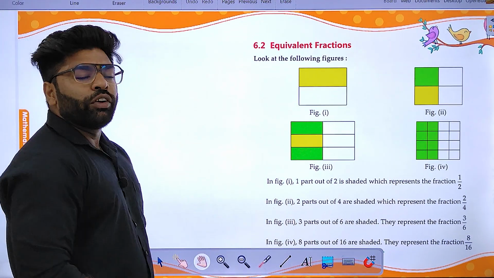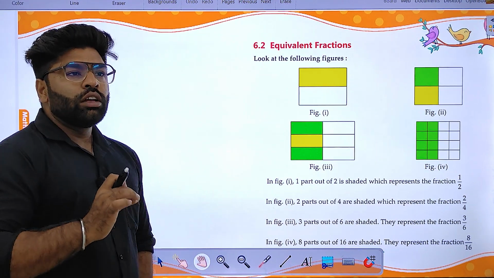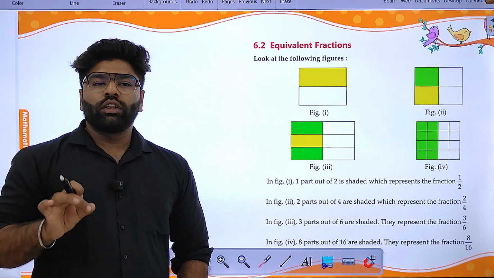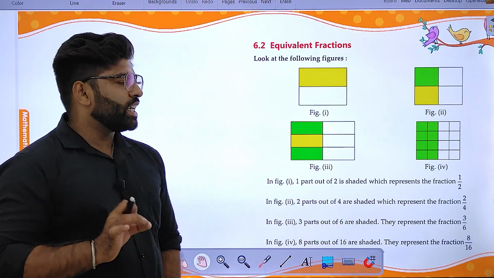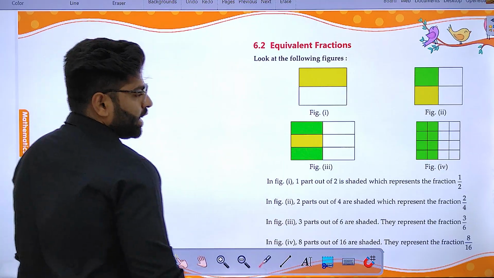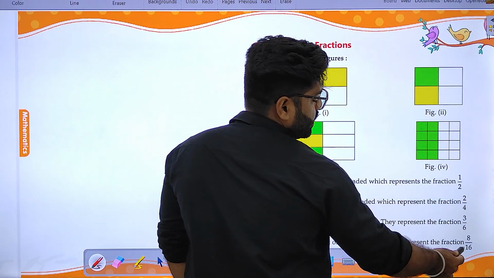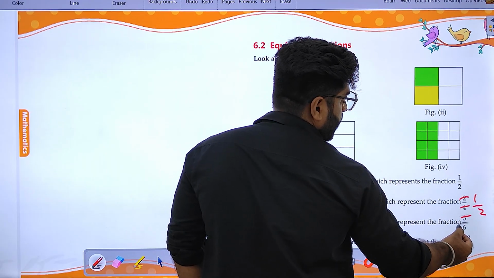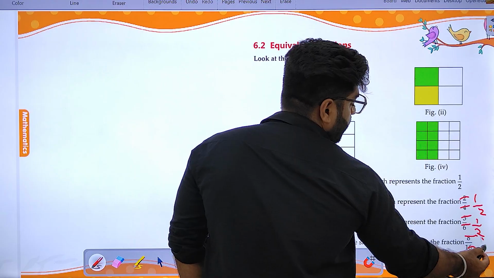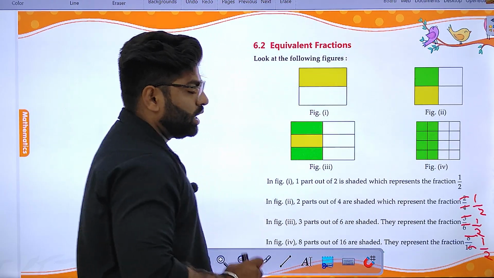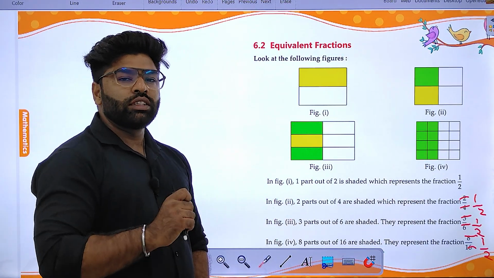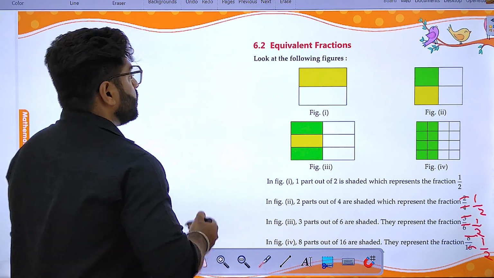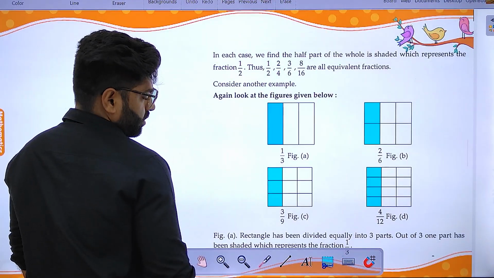Okay, next is equivalent fractions. Equivalent fractions are those fractions that look different, but if we solve them to the lowest form, then they are equal in value. So these kinds of fractions are equivalent fractions, just like 1/2, 2/4, 3/6, and 8/16. If we solve them to the standard form, we are having 1/2. Again 1/2, again 1/2. So they are all equivalent fractions by solving, but if we look at them, they are different.